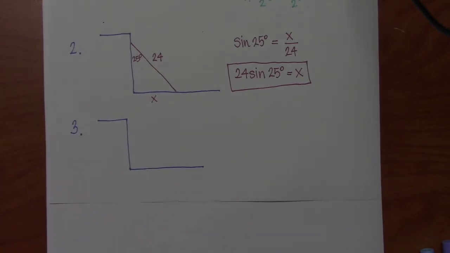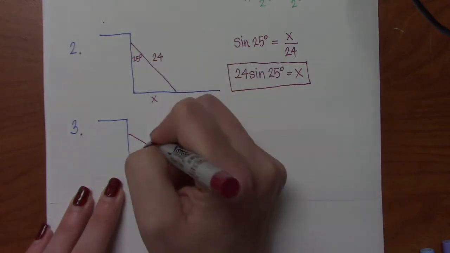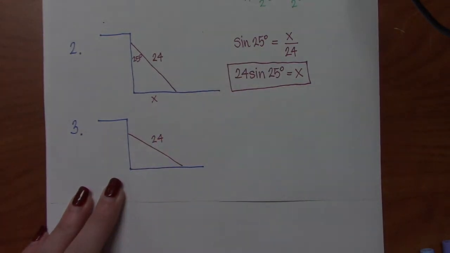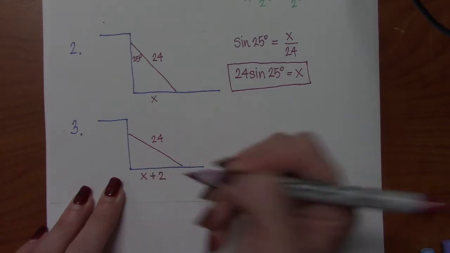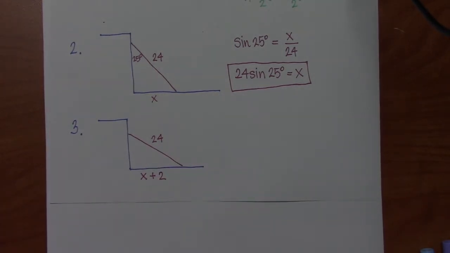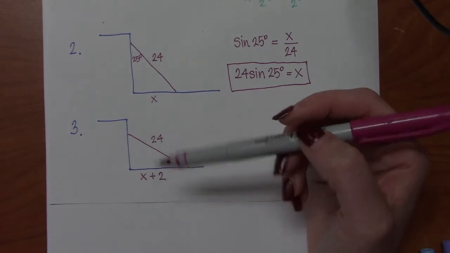So now what the ladder is going to look like is something like this. It's still 24 feet long, but now the distance is the original x plus the 2 feet we move the ladder. And what this question is asking is how far down did the top of the ladder go? So we don't want to know what the height of this triangle is. I want to know what the difference is.